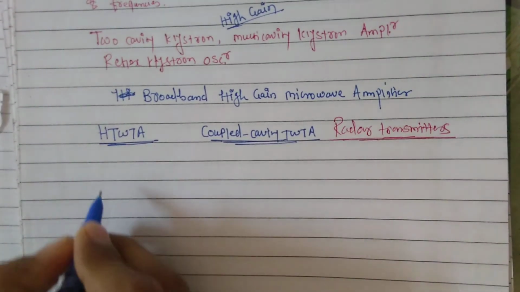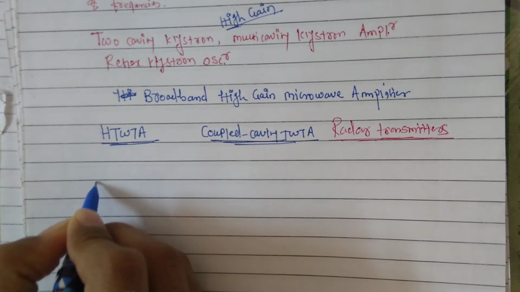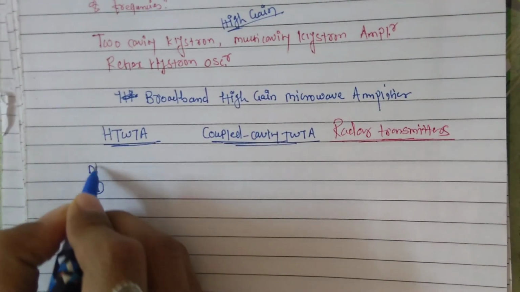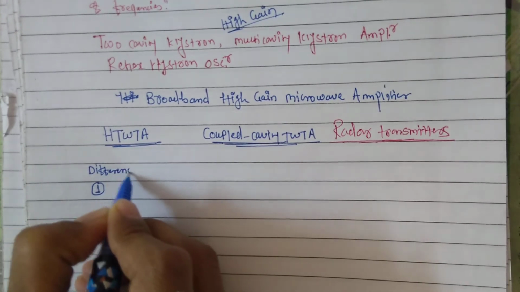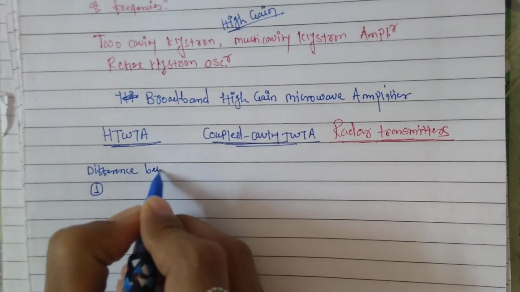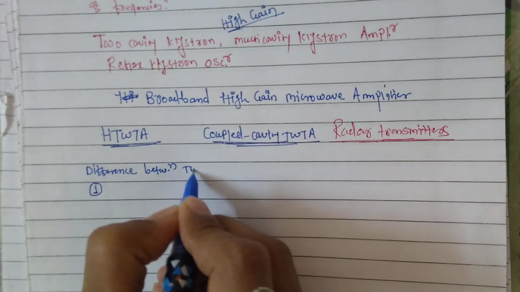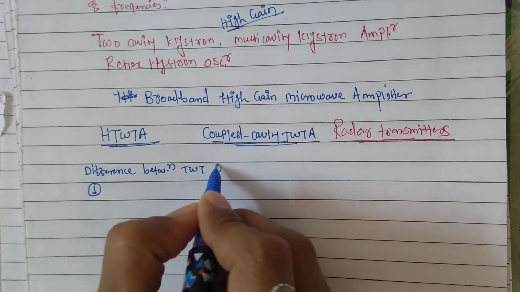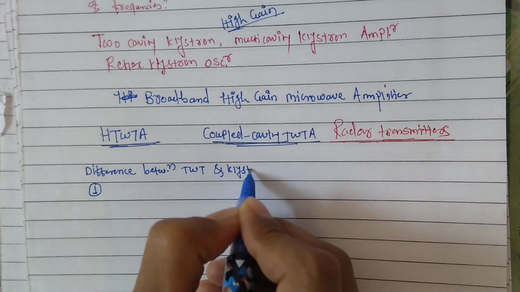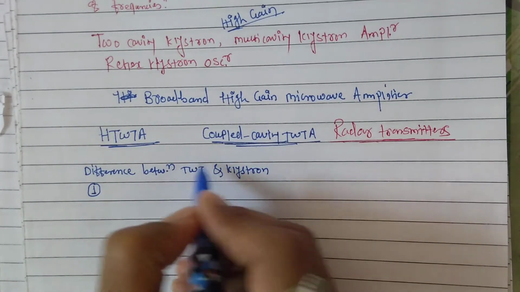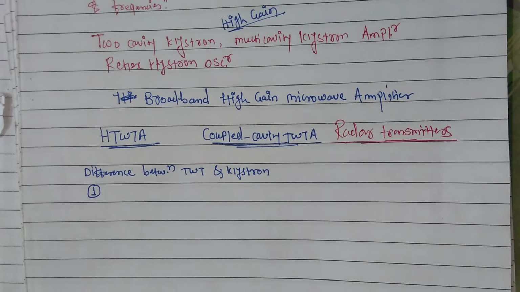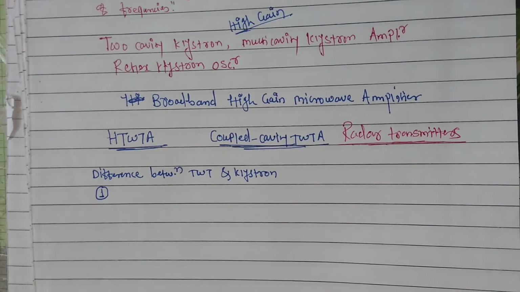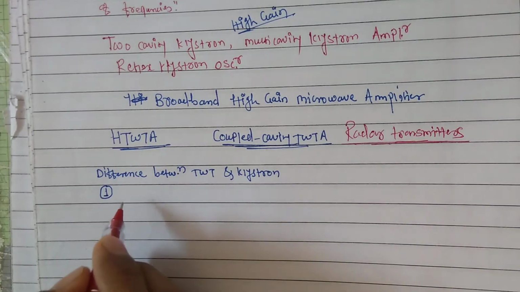So the first point of discussion, if we see the difference between traveling wave tubes and klystron. We know that traveling wave tubes were invented by Kompfner, and the first klystron tube was invented by the Varian brothers. So what is the difference between them?